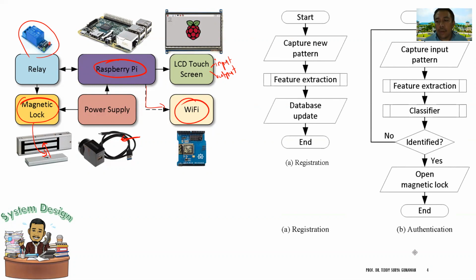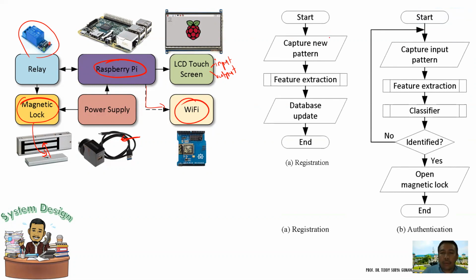the design of our flow chart. For the registration, we have the grid here, 4 by 4, 3 by 3, or 5 by 5. So we capture a new pattern, and we save it as a password. Then we do the feature extraction. So we see the point and the connection, the point and the sequence of connection. Then we update the database.